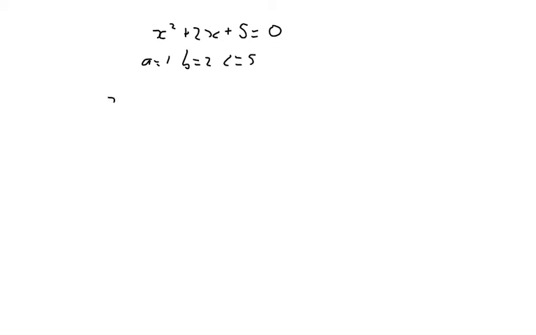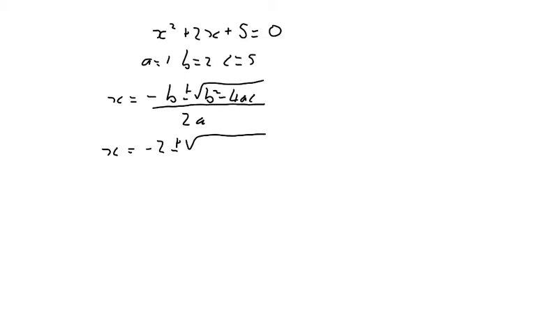So using the quadratic formula, x equals negative b plus or minus the square root of b squared take 4ac over 2a. X equals negative 2 plus or minus the square root of 2 squared, minus 4 times 1 times 5, over 2. X equals negative 2 plus or minus the square root of 4.